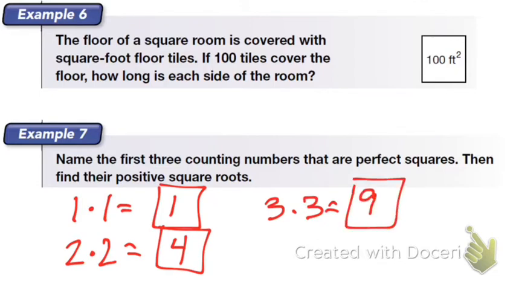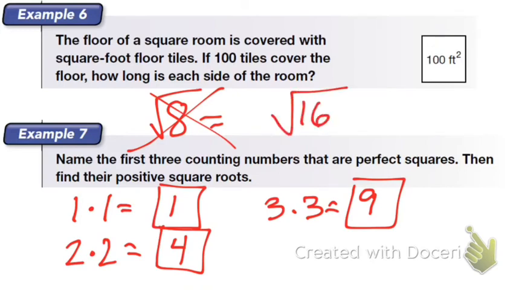Okay, for perfect squares, when you take the square root, it has to be a counting number. So if we had the number 8, if we take the square root, we know that is not a counting number, so that is not a perfect square. If we had 16, we could take the square root, which we know is 4. And since this is a counting number, that means that 16 is a perfect square.